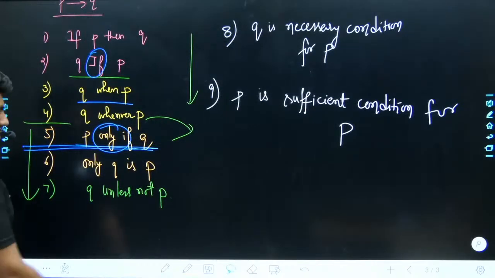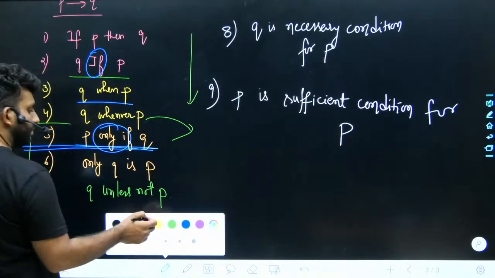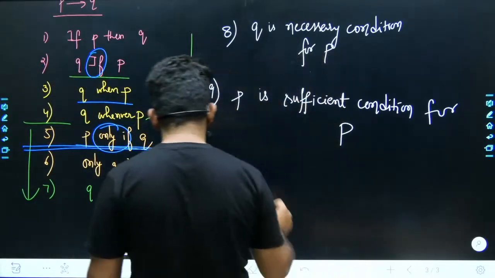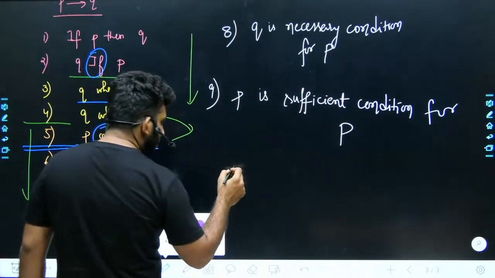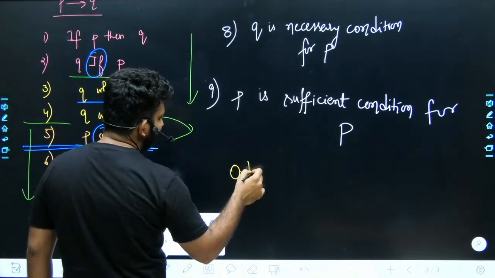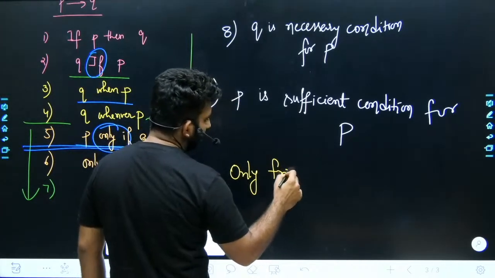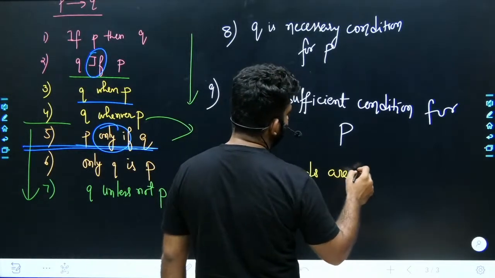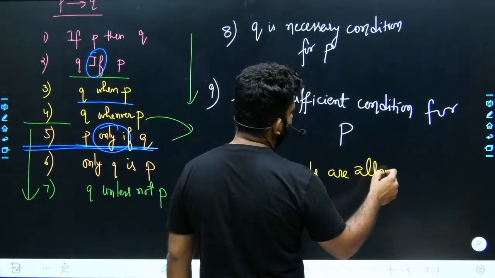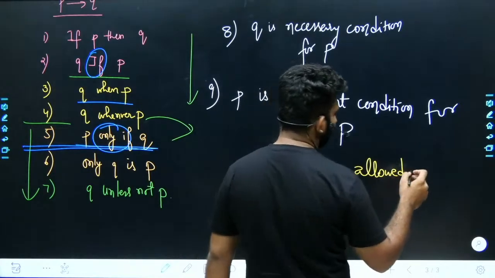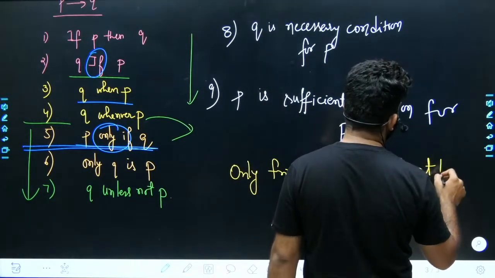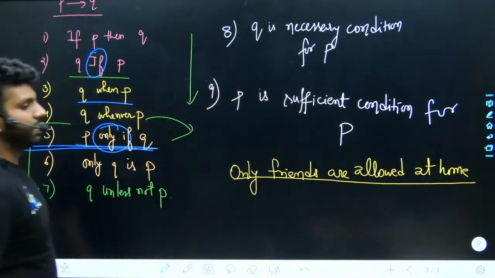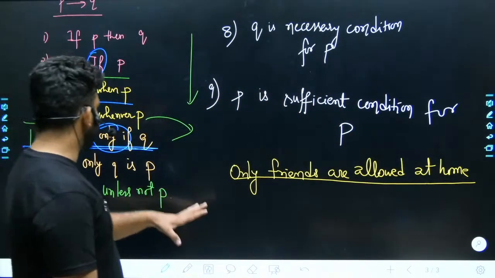Okay, so let's understand this. Only Q is P. What can be a good example for this? See this over here. Only friends are allowed at home. Only friends are allowed at home. At home. This is important. This is very important over here.